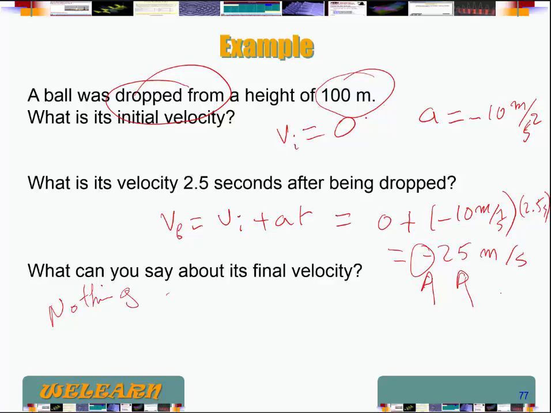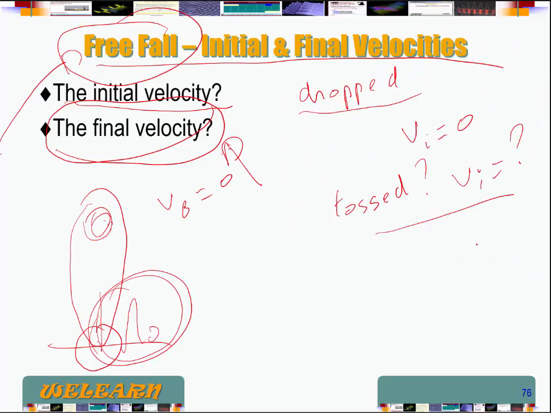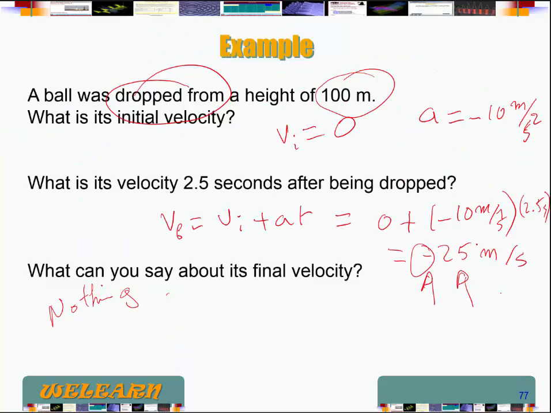Okay, we don't know the time here. One equation, if you recall the kinematics equations, the last equation here does not have time in it. So it has Vf squared minus Vi squared is equal to A times displacement. So we'll write that down and use it. So Vf squared minus Vi squared is equal to AD.